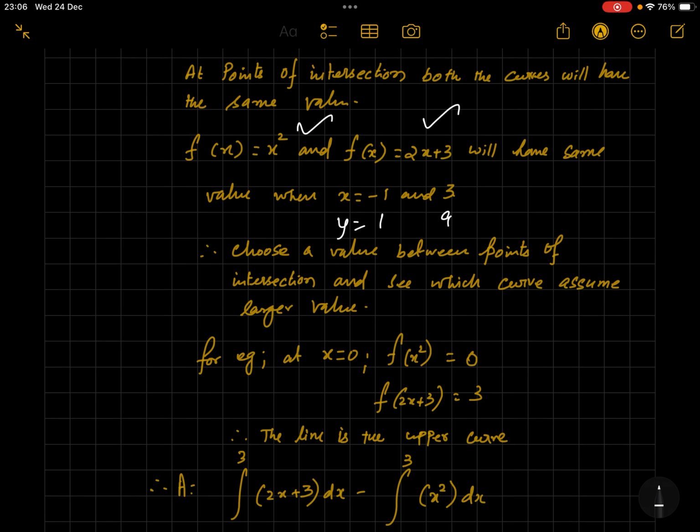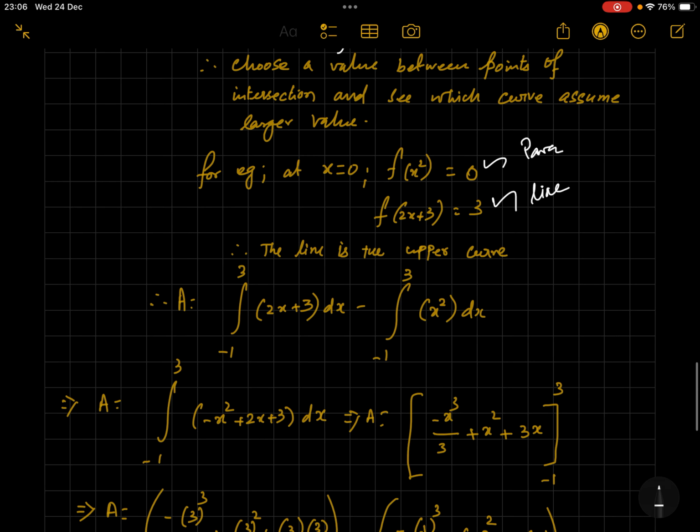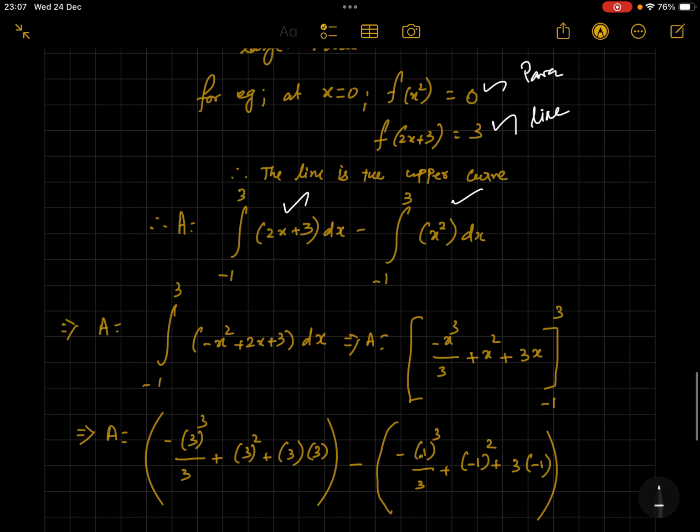For example, we will put one value which lies between the points of intersection, between minus 1 and 3. Let us take 0, it's easy to compute. Then x square is 0 and x plus 3 is 3. So this is the parabola and this is the line. Therefore, the straight line is the upper curve. So now let's construct the integral. The required area is equal to the integral from minus 1 to 3 of x plus 3 dx, this is the equation of the line, minus the integral from minus 1 to 3 of x square dx, this is the equation of the parabola.